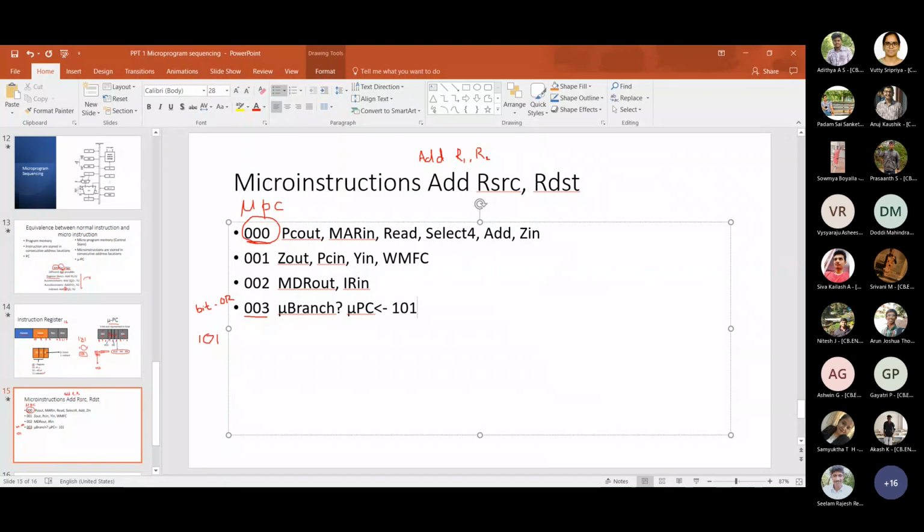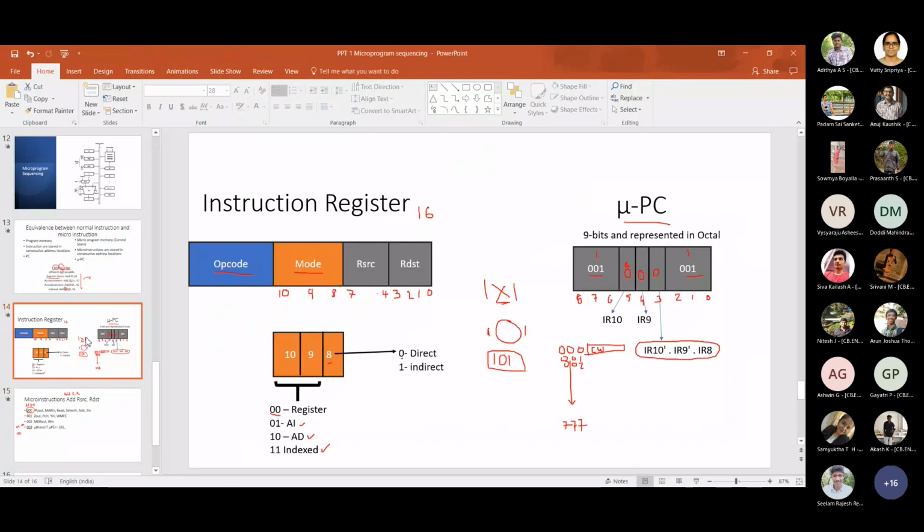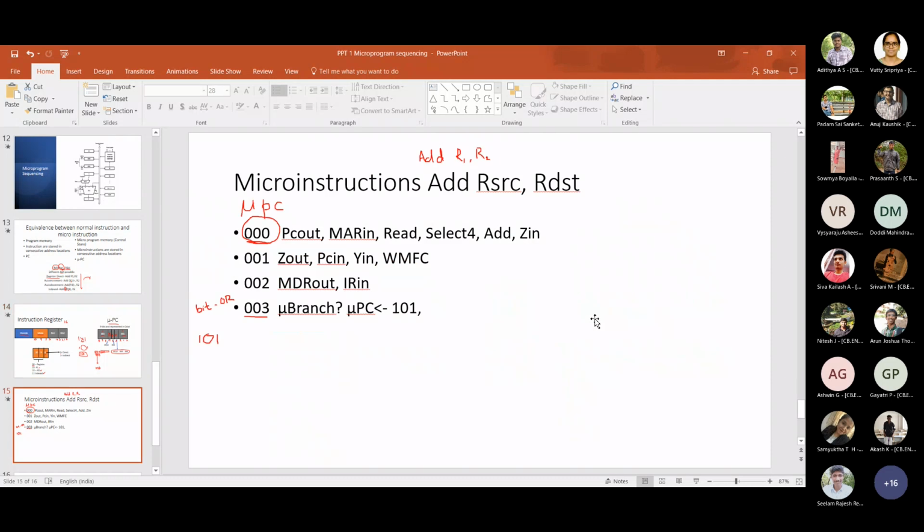In this example, in this chapter, we will be concerned about only add instruction. So first load MUPC with add. Then what? You have to modify which 3 bits of MUPC? Bits 3, 4 and 5. These 3 bits you have to modify. Bit 5 is same as IR10, bit 4 is same as IR9 and bit 3 will be IR10 bar, IR9 bar, IR8. So those three values should be loaded into MUPC.